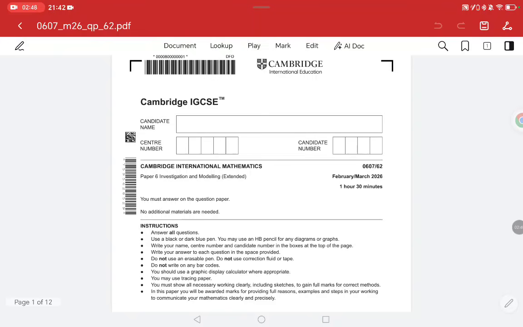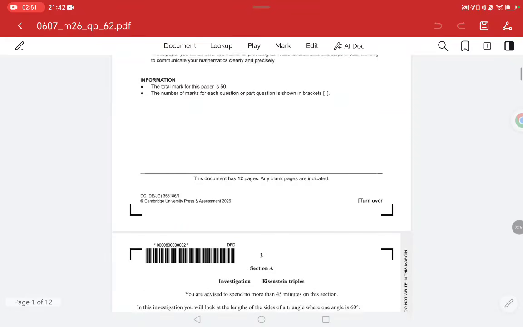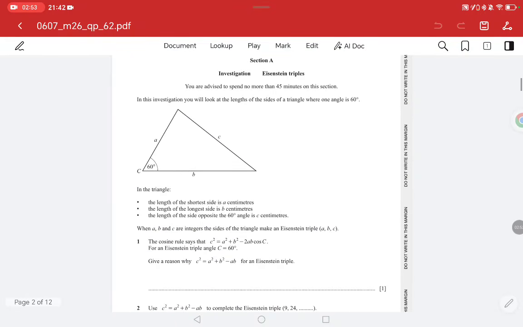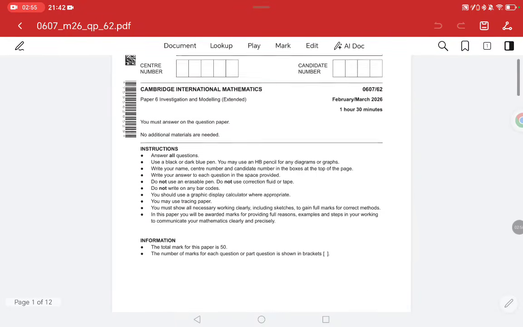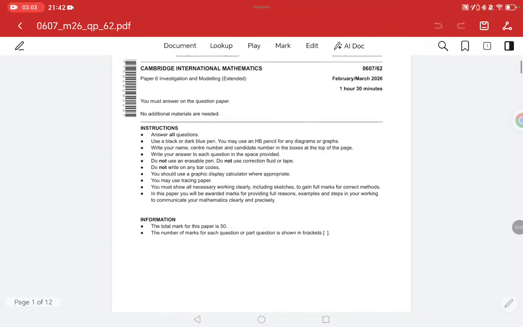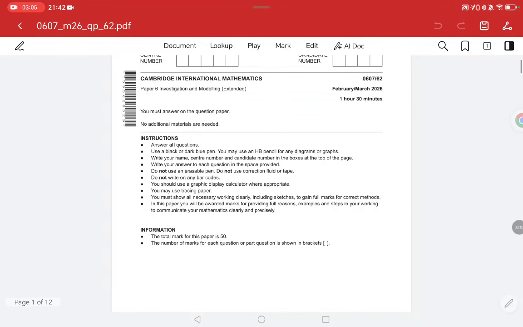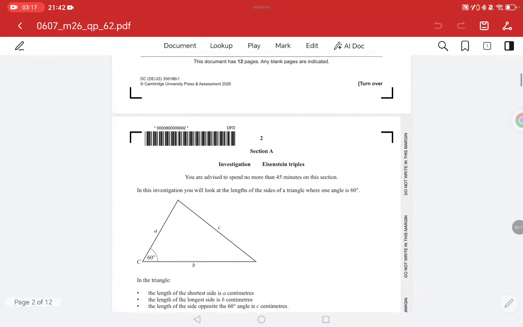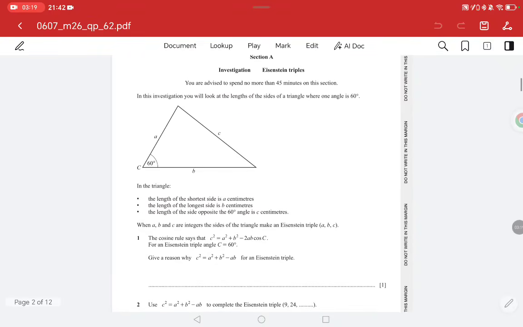Now if we move to section one, please don't take more than 45 minutes. If you look here, it's 1 hour 30 minutes, so you have 90 minutes. Try to spend maximum, let's say, 40 minutes on each section, so you'll have 10 minutes at the end to revise and review. Okay. So let's start with the first one.